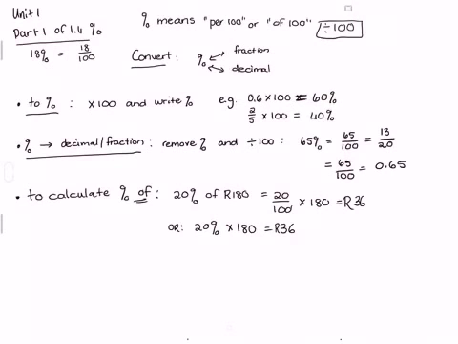So go and check. If you do this on your calculator and you do 20% times 180 gives you 36, then you know your calculator is fine. You can just use that. Otherwise, just use the other method. You can still use your calculator for that.